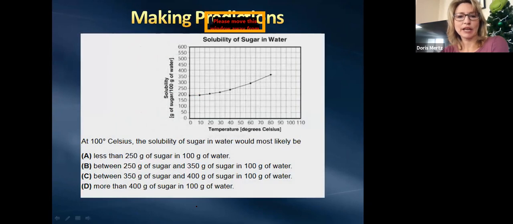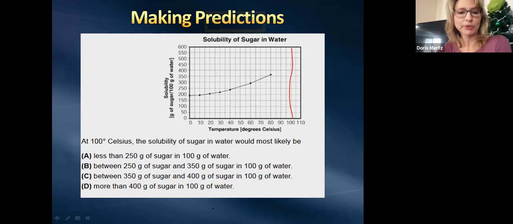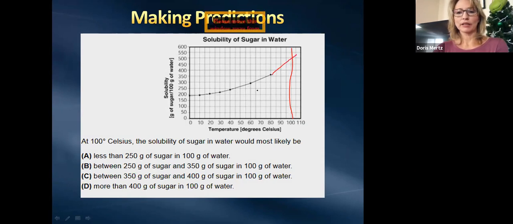Here's where we're asked to make a prediction. This one is asking you to extrapolate beyond the graph. So at 100 degrees Celsius, we're looking right out here. You can draw these lines on your chart. It may help you. The solubility of sugar in water would most likely be, and there are your answer choices. You can just draw a straight line.